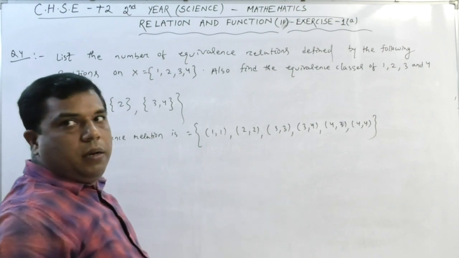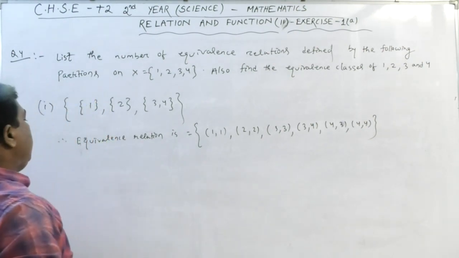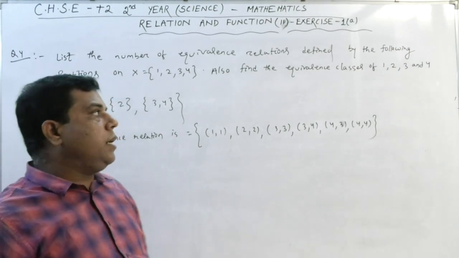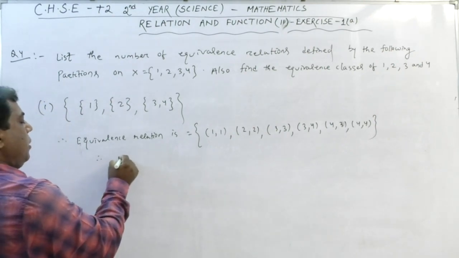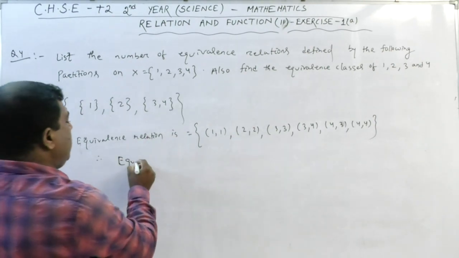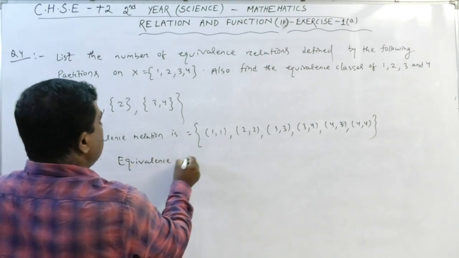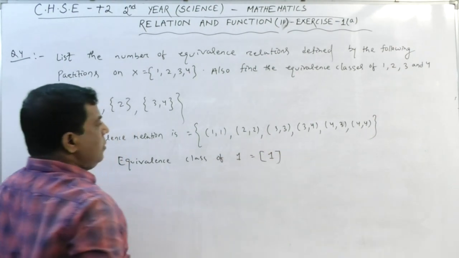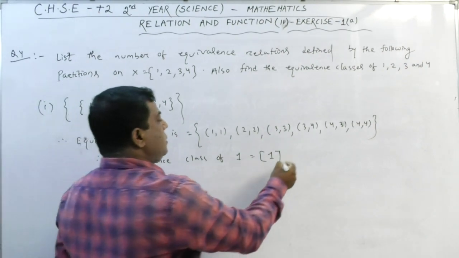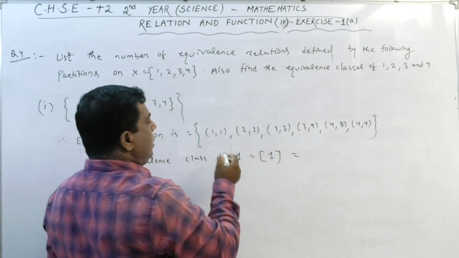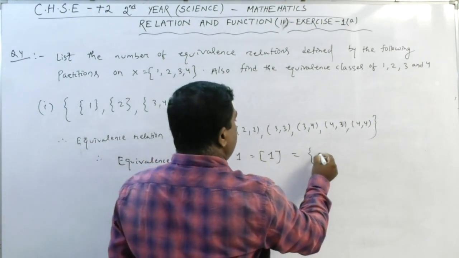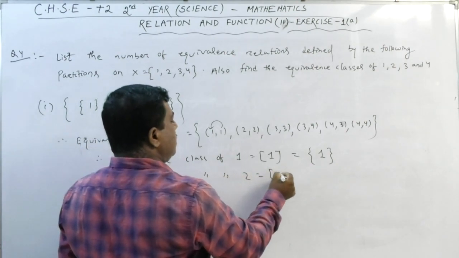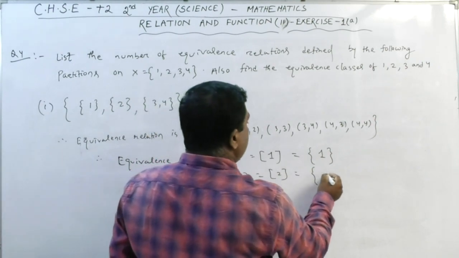Okay. Clear? And you are able to write the equivalence class also. Equivalence class means the elements with which it is connected. Therefore, here equivalence class of 1 is written like this. Equivalence class of 1 can be written as, you see, with which 1 is connected. 1 is connected to itself. So it is the set {1}. Equivalence class of 2 is written in this notation. And what is the equivalence class of 2? With which elements is it connected?